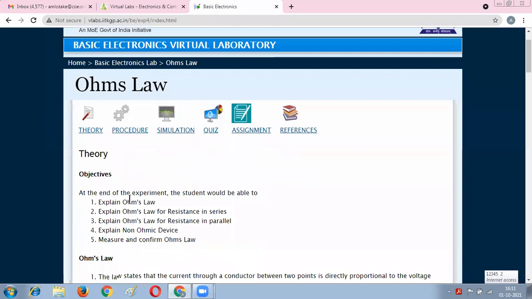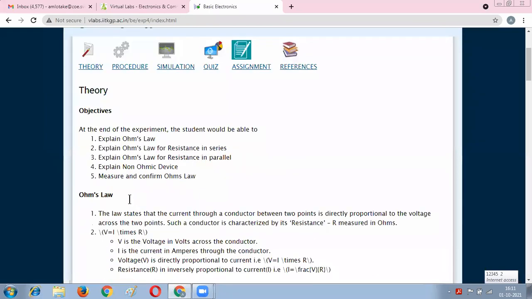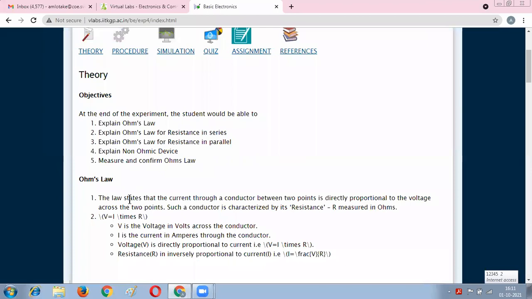What is that theory that we are going to see? What is the objective first of all? At the end of the experiment, the student will be able to explain Ohm's law. All of you must be knowing Ohm's law. What is the statement of Ohm's law? Anyone? What is the equation of Ohm's law? Anyone? What is the statement? Anyone, you can answer it.